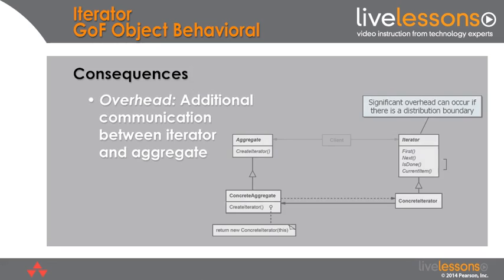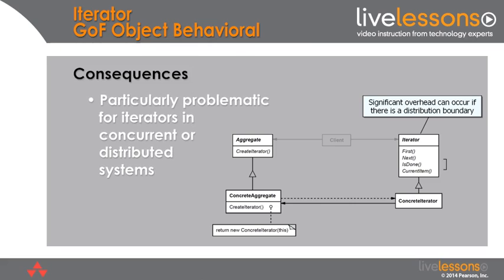There are, of course, some potential downsides of using this pattern, one of which is overhead. So there's obviously additional communication required between the iterator and the aggregate it's iterating over. For most standalone systems, this is not really a big deal. It's the overhead of a method call or two, perhaps. When you start trying to use iterators in concurrent or distributed systems, however, this overhead can become significant. If there's a distribution boundary or a process boundary or concurrency involved, then the amount of time required to go across those boundaries can be problematic. We'll talk about ways to get around this problem when we discuss the implementation.